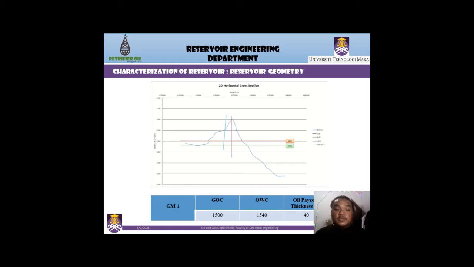For the reservoir geometry, the reservoir of Gelama Merah field consists of gas, oil, and water. There are a total of 9 layers of the surface map, which is U1 until U9. The depth of gas-oil contact and water contact are plotted on the graph. The GOC is found at 1495 and WOC is at depth 1545. Based on the observation of the plot, there is no fault detected.